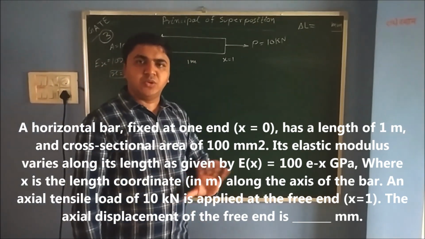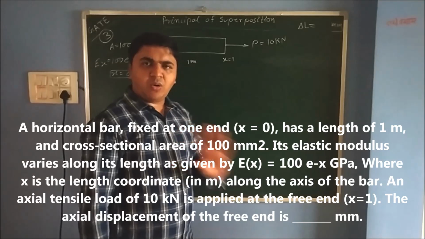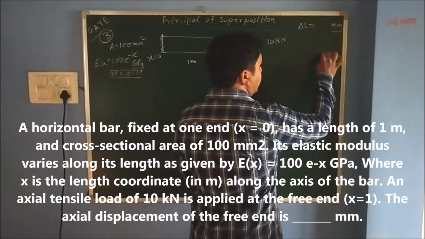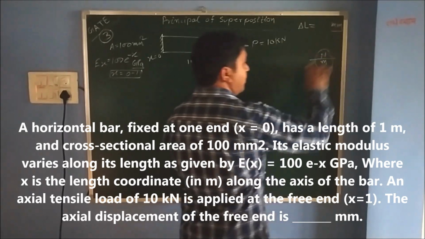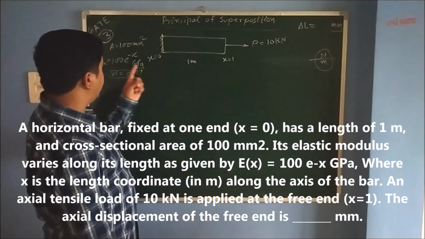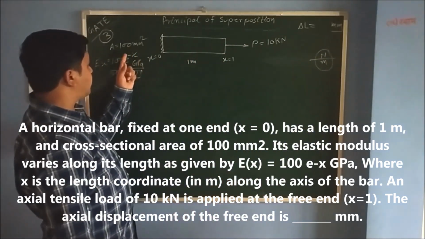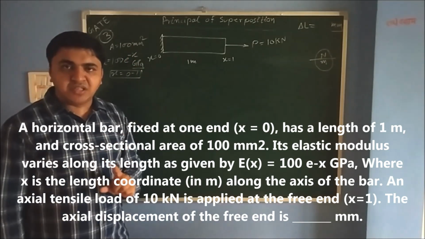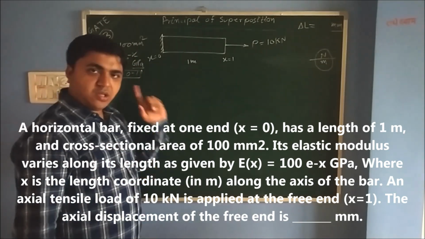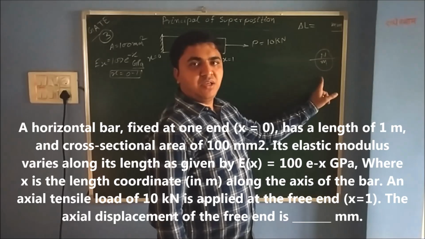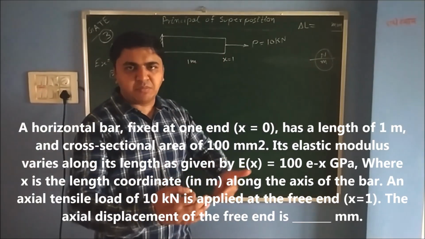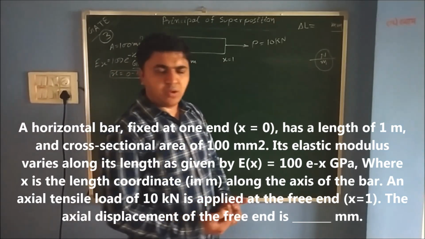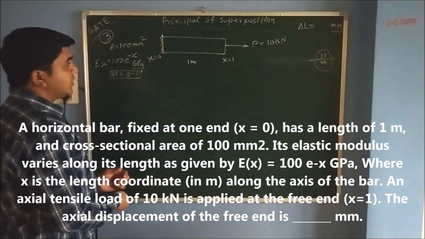So for solving this problem, we'll convert the units first of all. So we'll take all the units in Newton and meter. That we are doing only for avoiding confusion, because in e raised to x, the unit you have to give is always in meter. So we'll take all the units in Newton and meter, and in the end whatever delta L value comes will be in meter, and we'll convert that meter into mm. Okay, so let's start the problem.